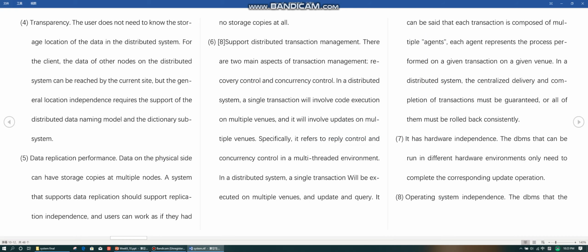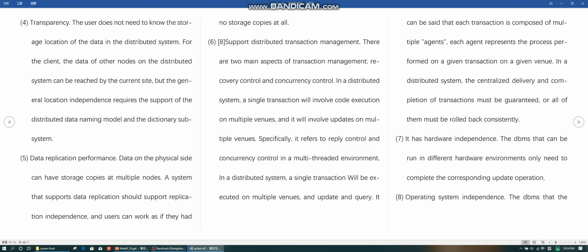And it can also update and query, so it can be said that each transaction is composed of multiple agents. Each agent represents the process performed on a given transaction, on a given menu, and a distributed system also has hardware independence. The DBMS can also run on different hardware, only needing to complete the corresponding update operation.